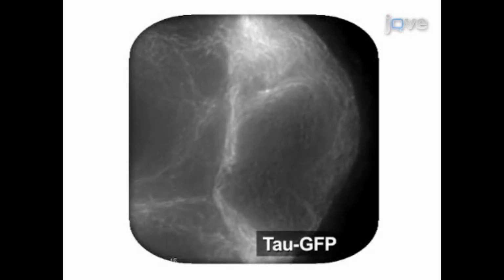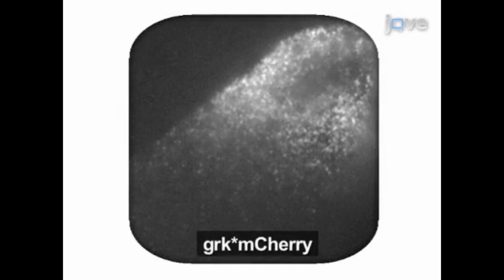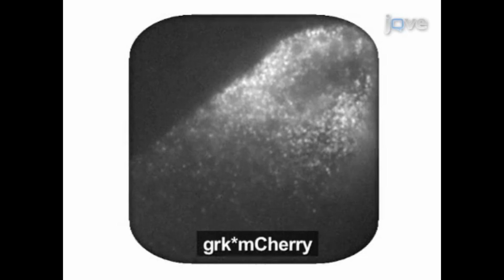Egg chambers expressing transgenic fluorescent proteins can be imaged without the need for injection. MS2 labelling of endogenous RNA can be imaged with good results using the tissue isolation procedures.